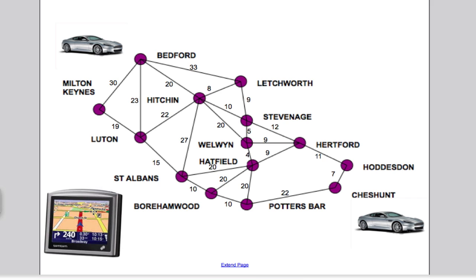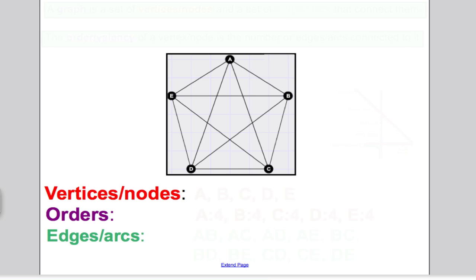Right, let's go on to, at last, what the mathematical definition of a graph is. Okay, here is a picture of a graph. We have got points A, B, C, D and E and various connections between them. Right, there's a graph. Let's define mathematically what it is.